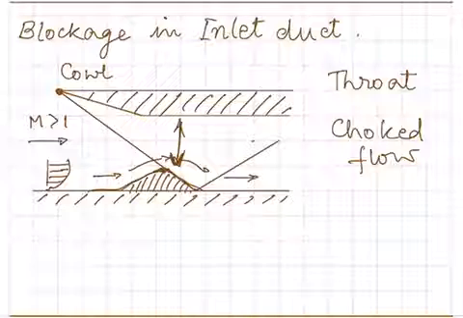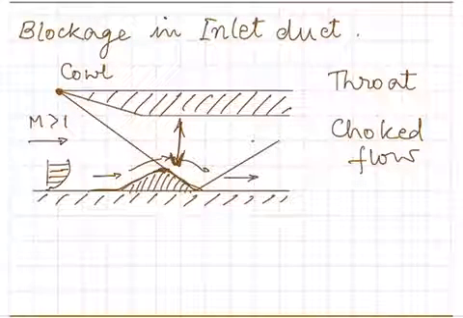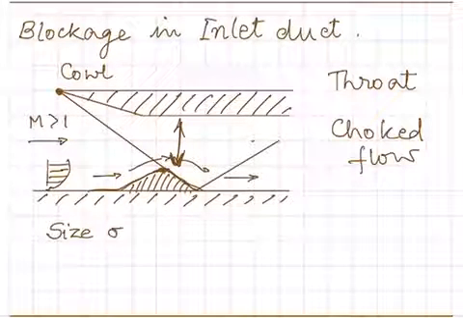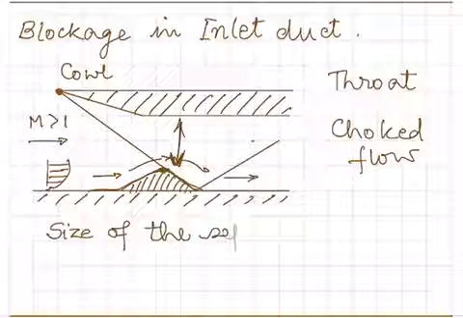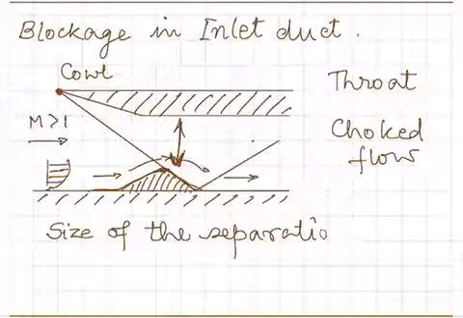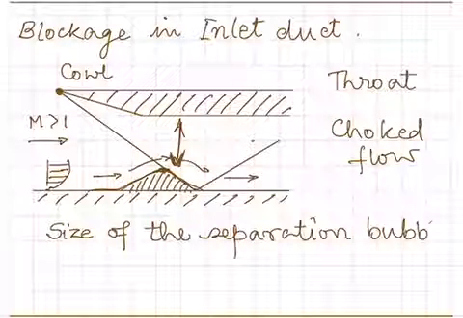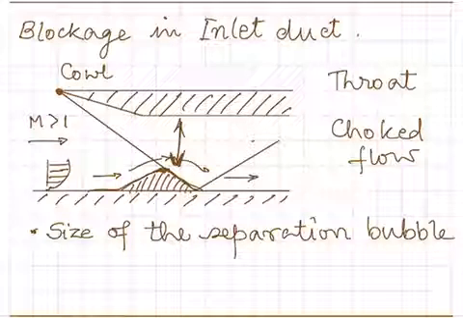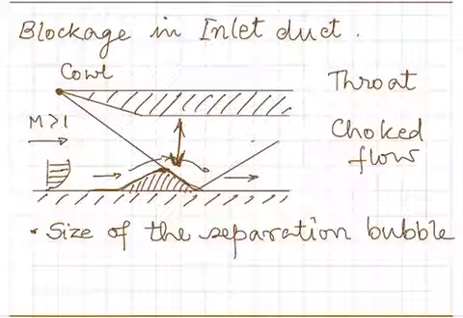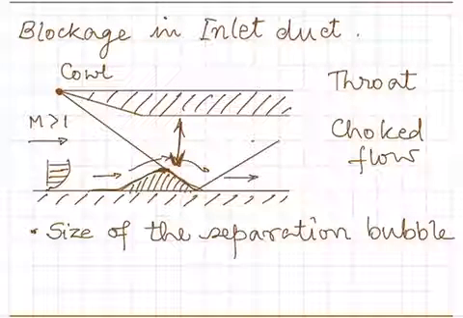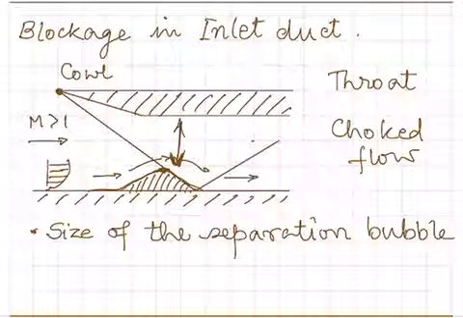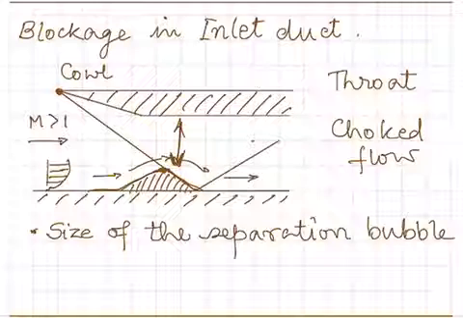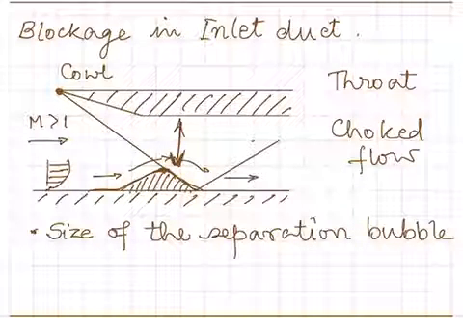Now, it's easy to see that whether it chokes or not, and whether the unstart happens or not, depends on the size of the separation bubble. In some scenarios, in hypersonics for scramjet kinds of applications, the separation bubble can be as big as 25, 30, 35% of the intake duct height. So you're blocking off a third of the engine by having an SBLI, shock boundary layer interaction, inside it.